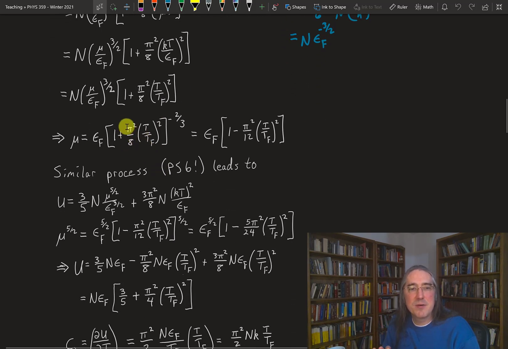The constant out front, it's good, you need to know it, but the functional dependence is telling you more about the physics, right? So the chemical potential is going to be quadratic in temperature at low temperatures. Oh, it's all raised to the -2/3. What do we do with that? The whole point of this calculation doesn't work unless this is a small parameter, which is to say we can also do the binomial expansion and just bring the -2/3 inside. So this becomes E Fermi times 1 minus pi squared over 12, T over T Fermi squared.